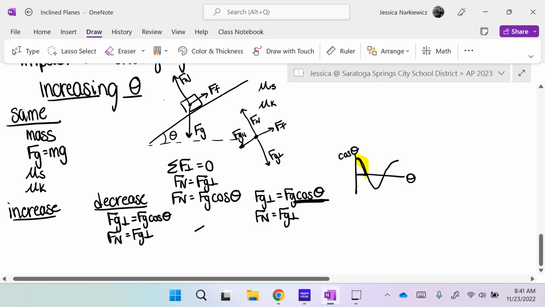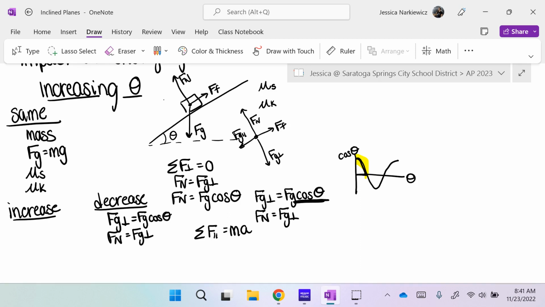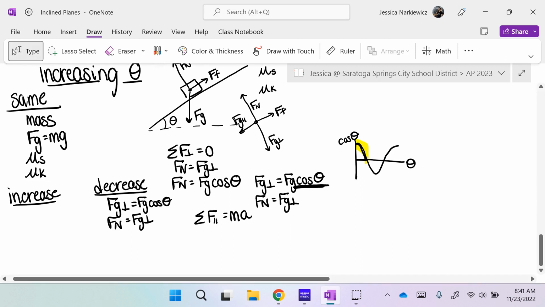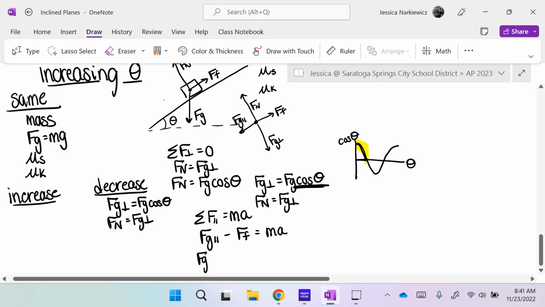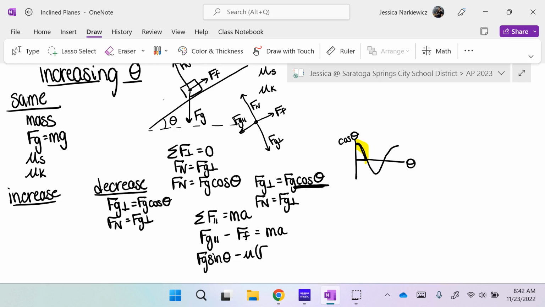Then let's look at the x direction. In the x direction, we have ma, or we might be at rest if we're dealing with the coefficient of static friction. So we have Fg parallel minus the force of friction equals ma. Fg parallel is Fg sine theta, and friction is mu times the normal force, which is Fg cosine theta. So I have two things based on an angle here, Fg parallel and the force of friction.